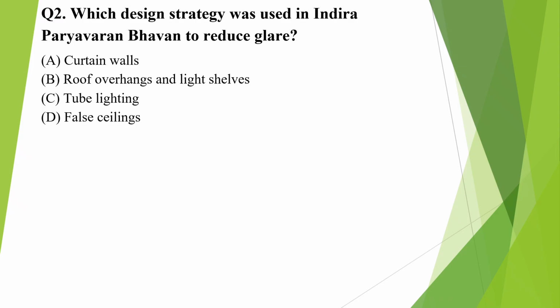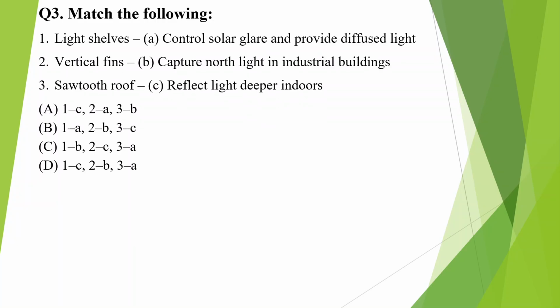The correct answer for this question number 2 is option B, roof overhang and light shelf, because the overhang and light shelf reflect and diffuse the light for glare free interiors in the Indira Paryavaran Bhavan. So when you are focusing on glare free interiors, the building utilizes the overhangs and the light shelf to reflect the light, so direct light is blocked and diffused light enters. Fine. So let us move to the third question.